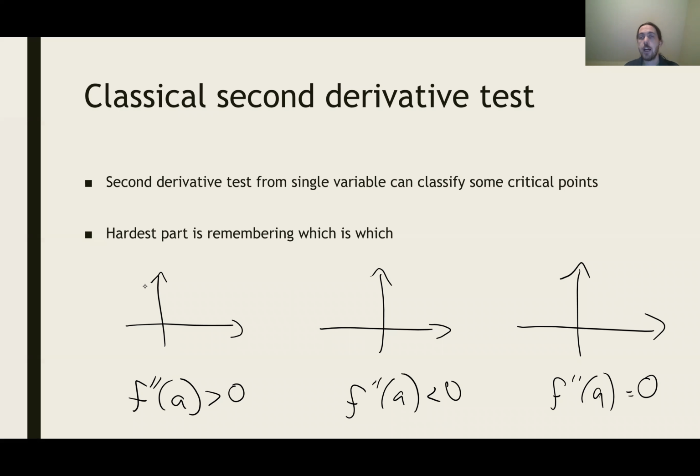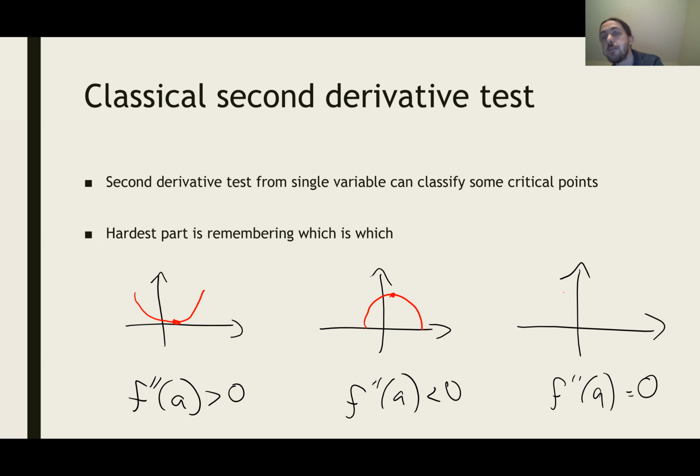So the classical second derivative test, as we commented, tells us a little bit about what the function is doing. And there are three possible cases then. We have to check the second derivative, and the second derivative could be positive, in which case our function is curving upwards. When the second derivative is positive, we know that we have a local minimum.